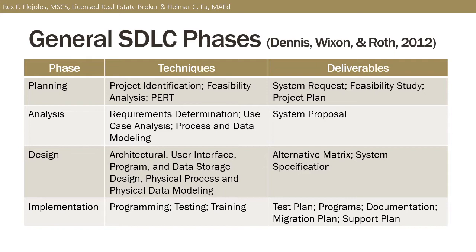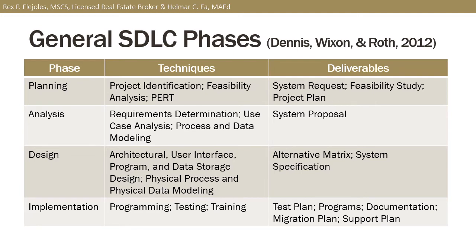Generally, there are 4 phases in the system development life cycle, namely planning, analysis, design, and implementation. In the planning phase, you may employ project identification, feasibility analysis, and PERT, among others. Expected deliverables include system request, feasibility study, and project plan.